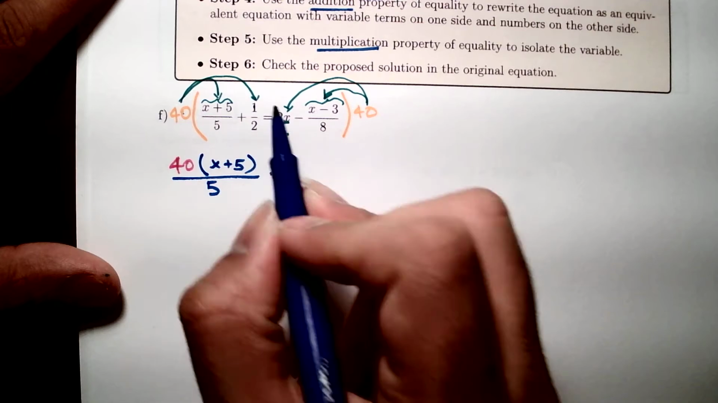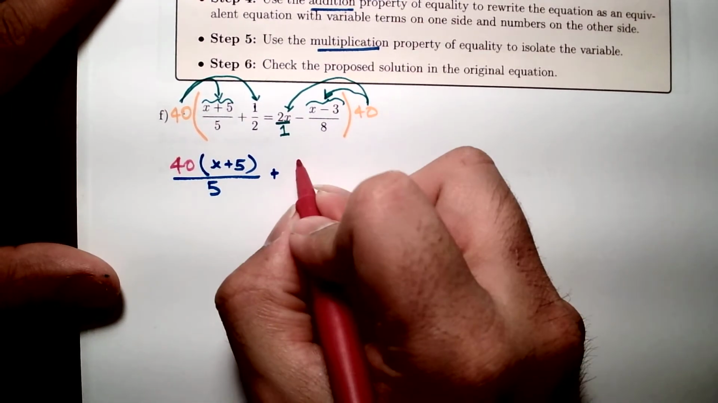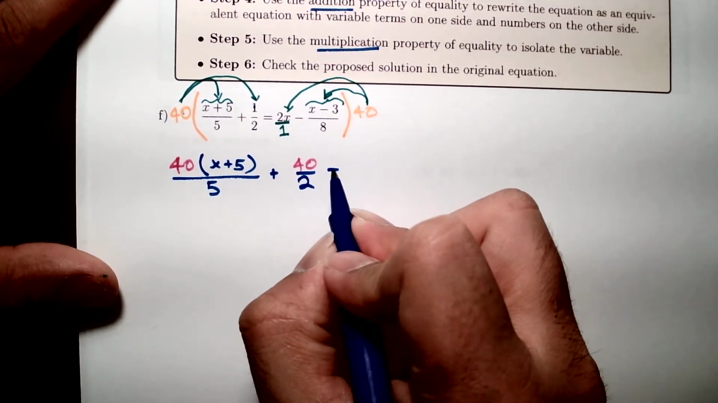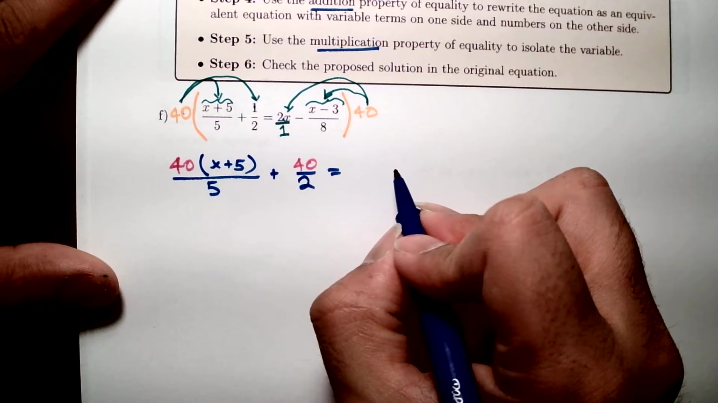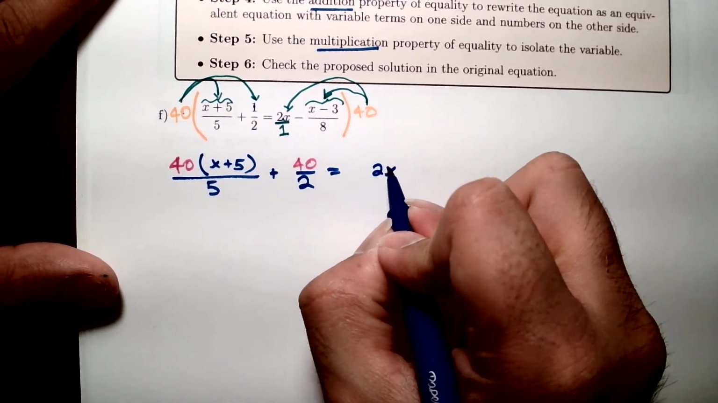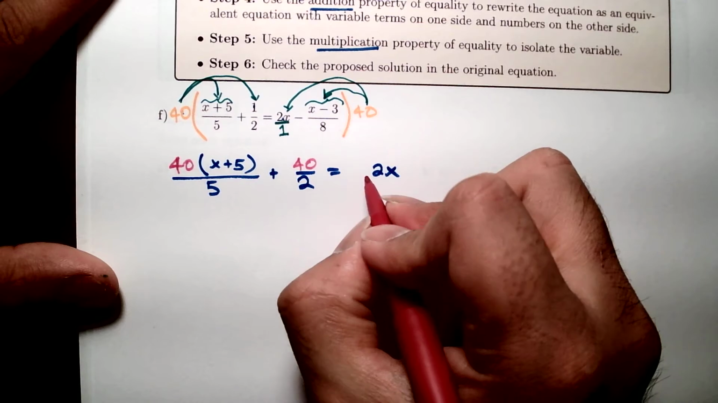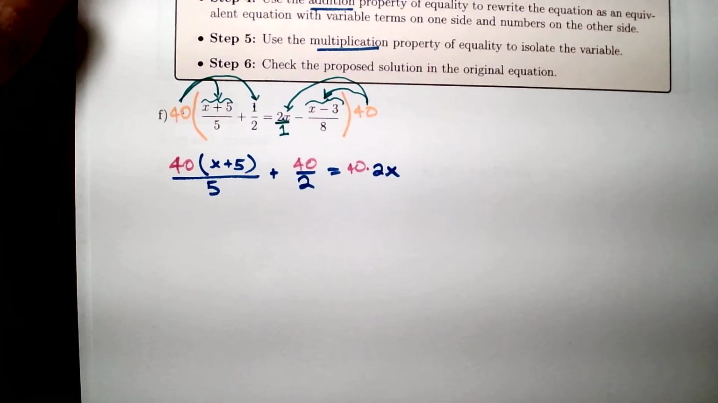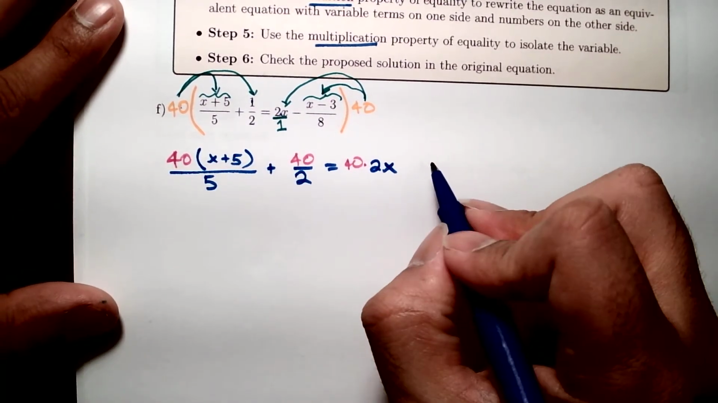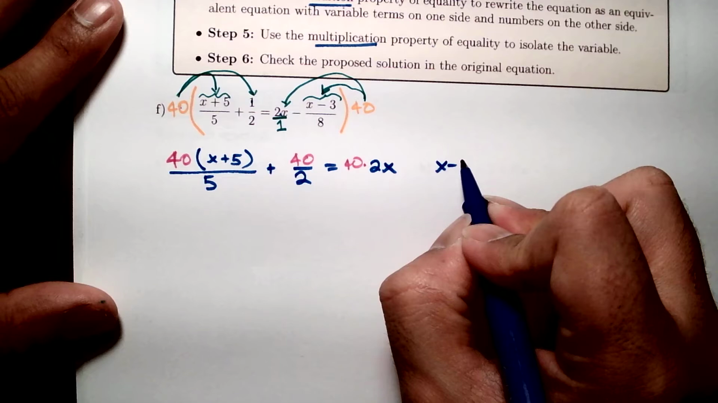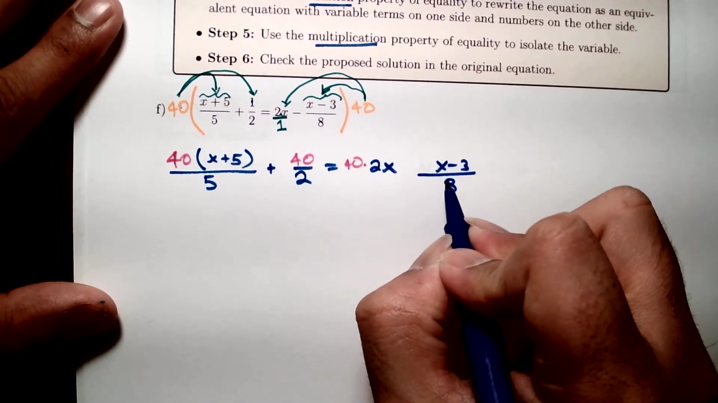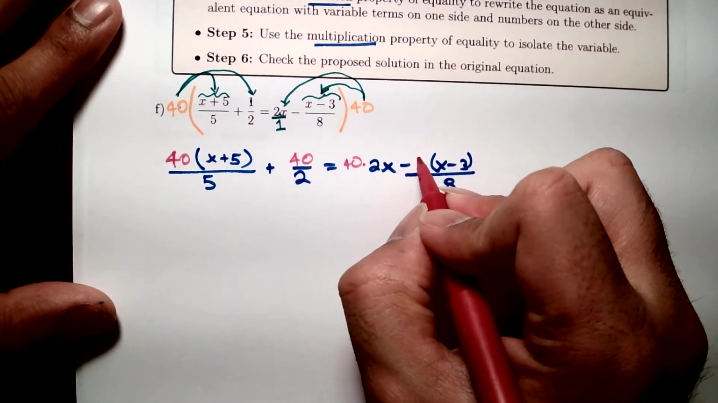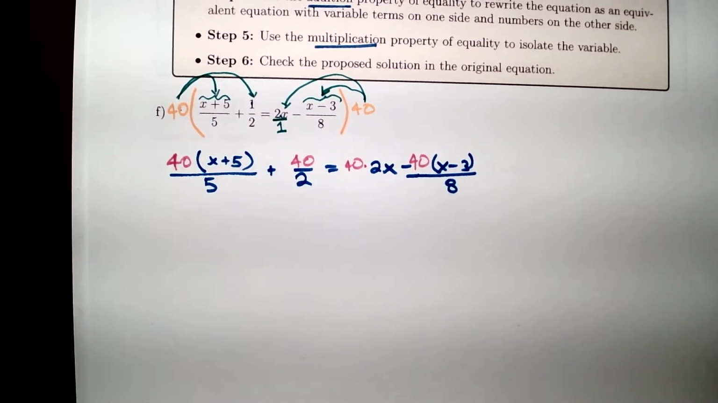So 40 times 1, which is 40. That's just 40 divided by 2 equals 2x times 40. I'm going to do 2x plus 40 times 40 rather, and x minus 3 divided by 8. And that multiplies a 40 in front of the parentheses.